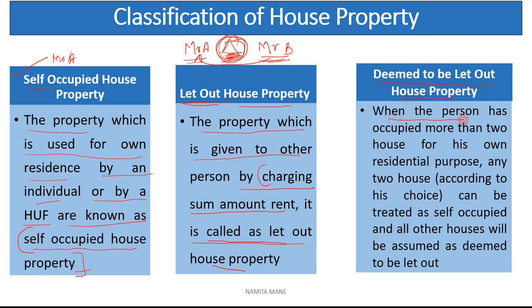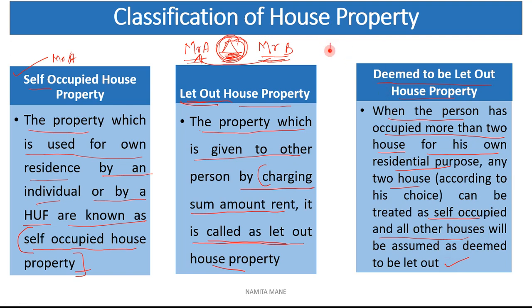Now the next type of house property is deemed to be let out house property. When the person has occupied more than 2 houses for his own residential purpose, any 2 houses according to his choice can be treated as self occupied house, and other houses will be assumed as deemed to be let out as per the Income Tax Act. Now what does deemed to be let out house property mean?